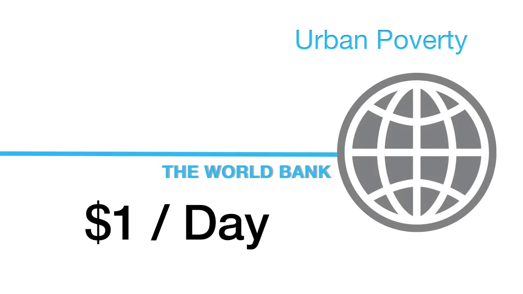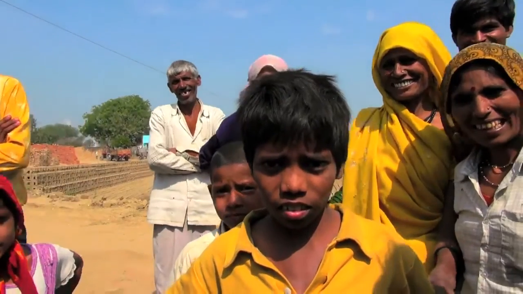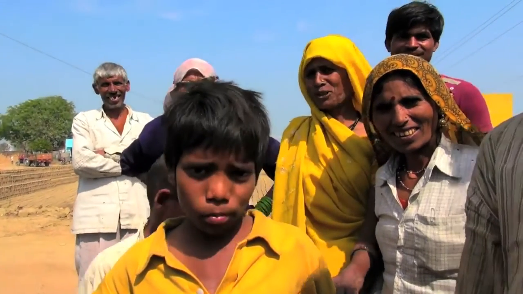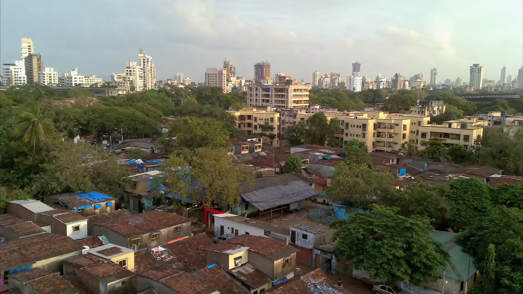The World Bank started using the dollar-a-day poverty line in the late 1990s. Now it's $1.9 per person per day. But this assumes that the cost of non-food needs is the same all over a country. You know, as if a small village in Uttar Pradesh has the same cost of housing, of water, of sanitation as being an informal settlement in Mumbai.